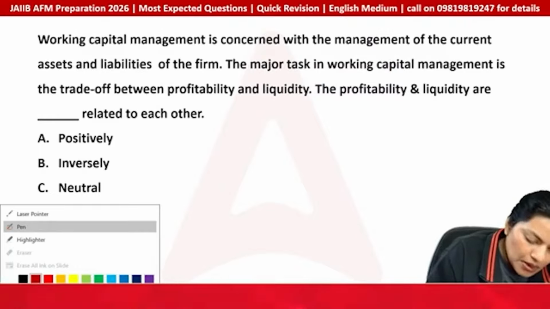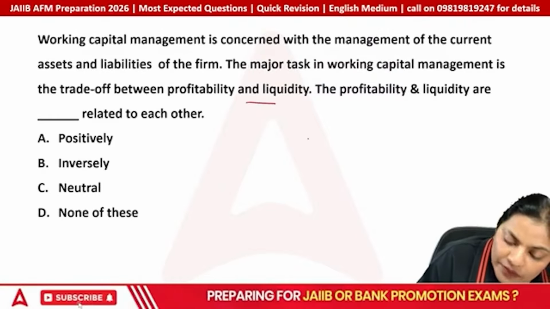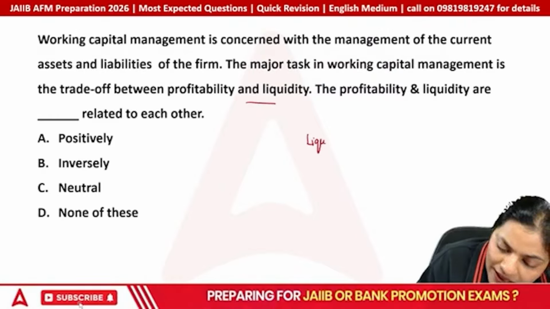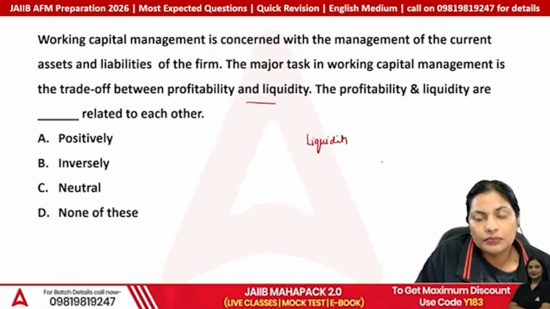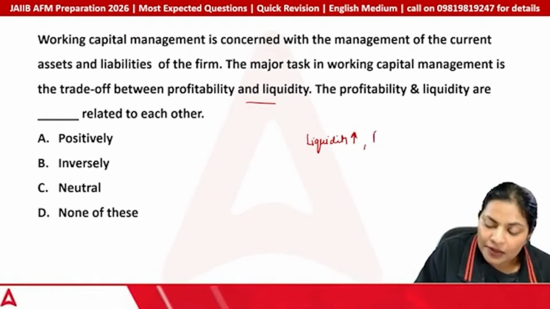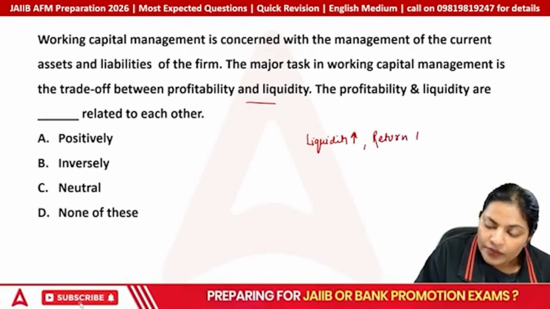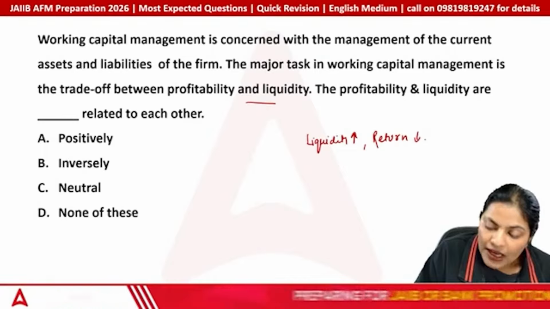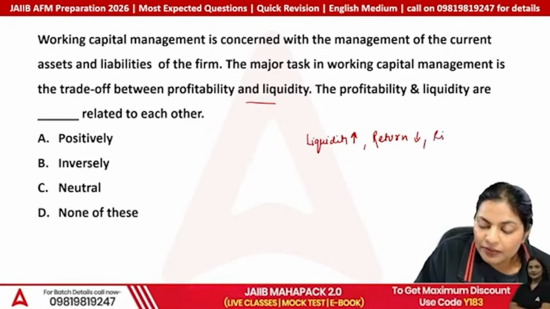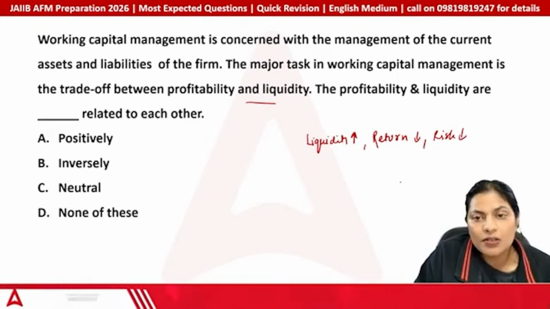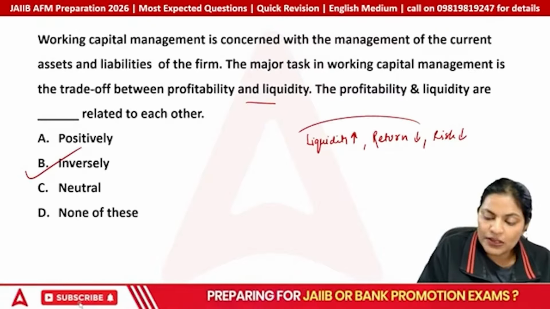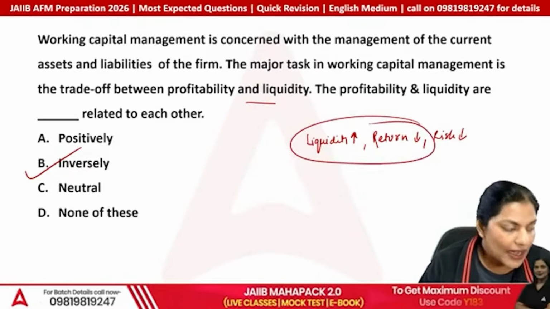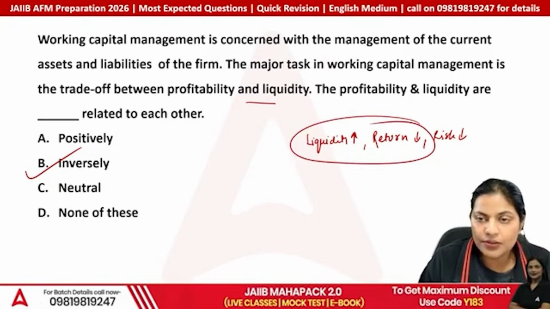Now, if you talk about liquidity, if some instrument has higher liquidity, what would happen? If liquidity is high, that means return would reduce, correct? And if return is less, that means risk is also less. So it has an inverse relation between these two. High liquidity, less risk, less return.